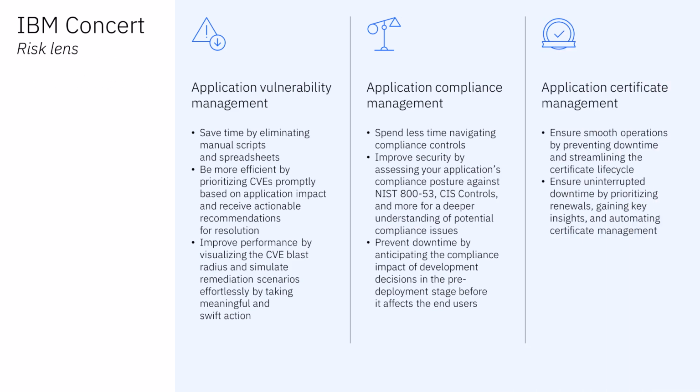The use cases or practical applications of the risk lens of IBM Concert are as follows. There are three of them. First one is application vulnerability. The second one is application compliance management. And the third one is application certificate management. There are plenty of details on the slide and in the speaker note for you to learn more about the risk lens of IBM Concert.